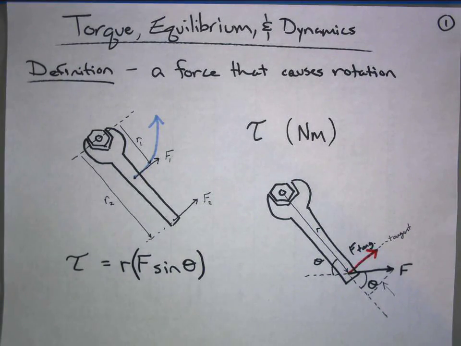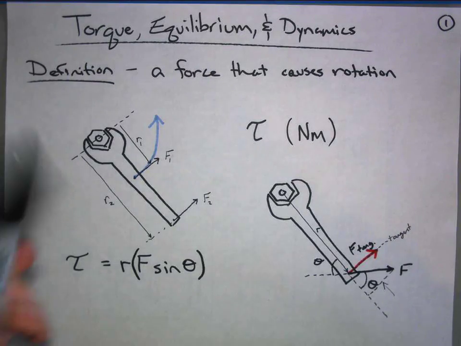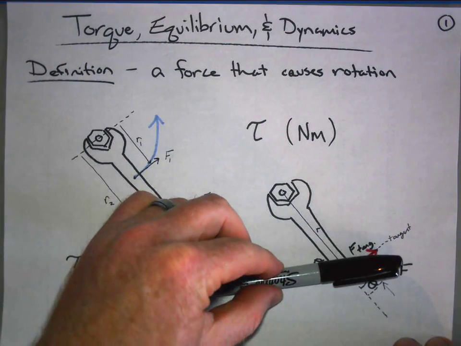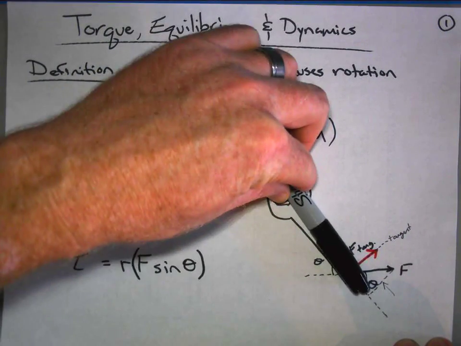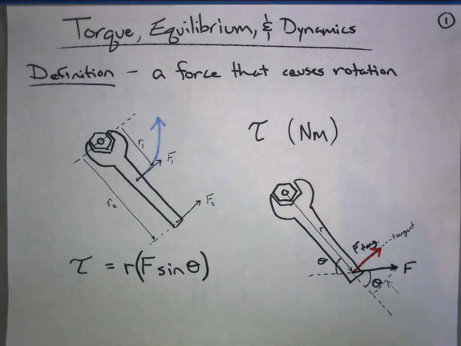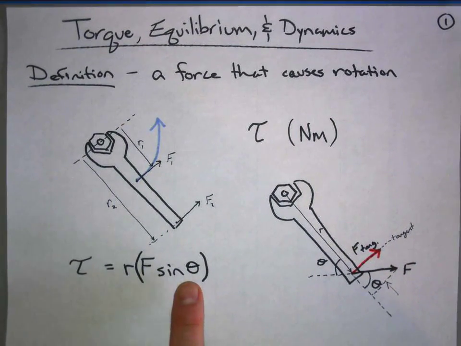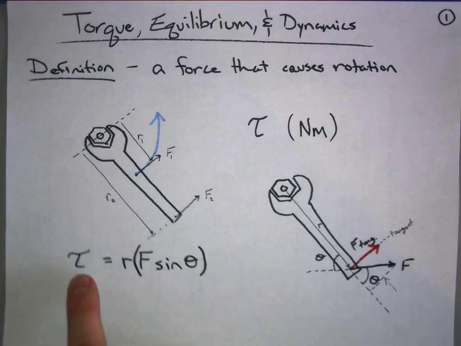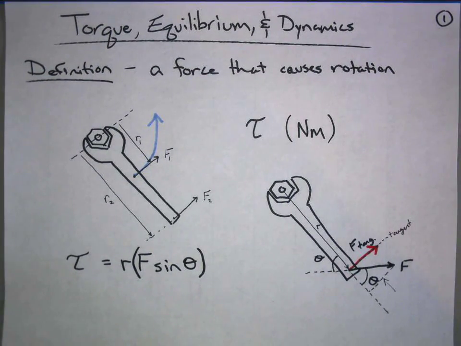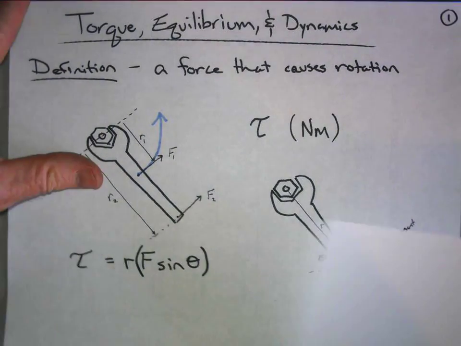Awesome. Now, remember, if that theta goes to 0, if we apply that force on a radial line, in a radial direction, well, sine of 0 gets you 0, and you produce no torque. All right, cool. Now, along with an amount of torque, there actually is a sign convention also.